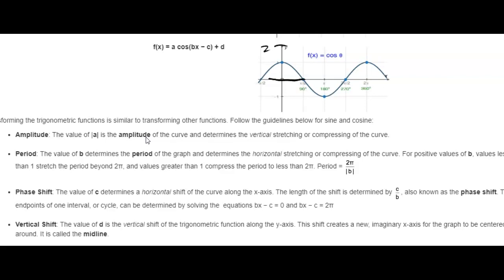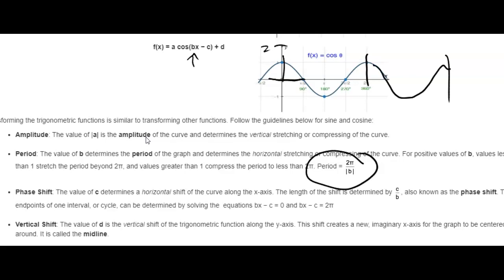The period is that b in front of the x. Using this formula, you'll find what that period is. A period means one whole cycle. So for example, this is one cycle, and then it repeats again and again. So that's the formula to use.